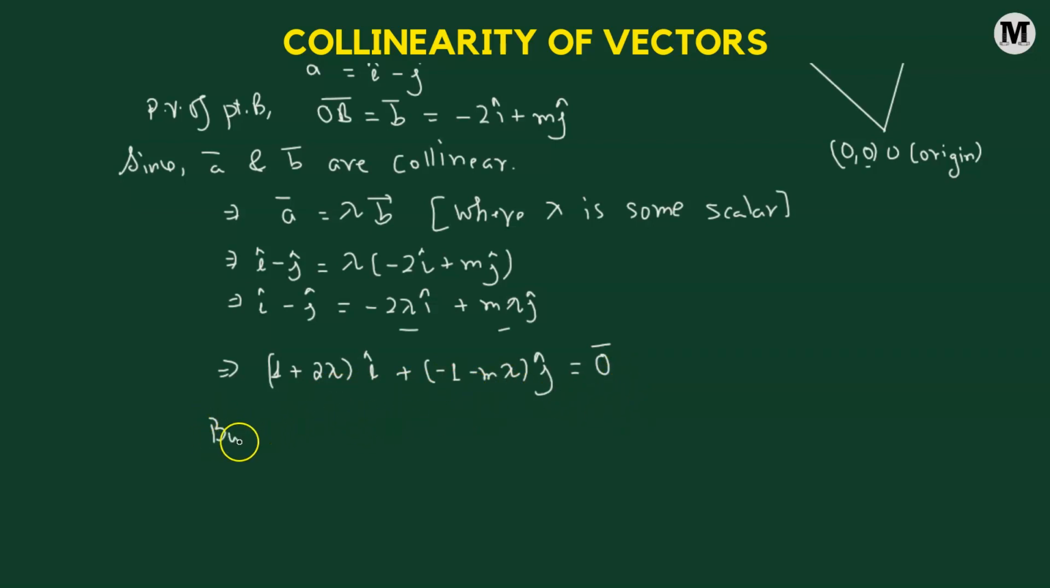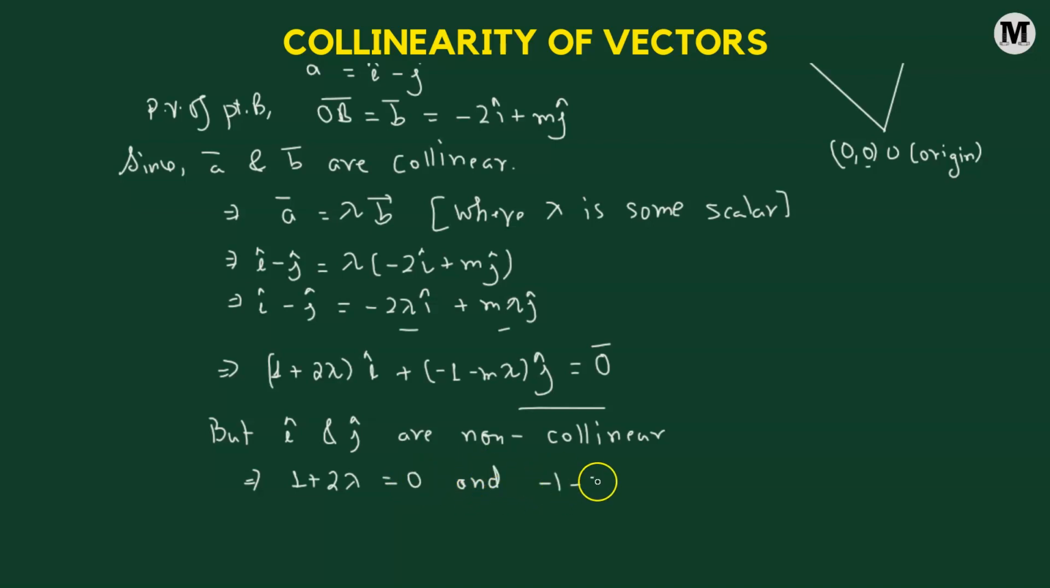However, we know for a fact that i cap and j cap are non-collinear vectors. Why are they non-collinear? Because they are always orthogonal, perpendicular to each other. Hence, they cannot be collinear. Now, if they're non-collinear, then this particular equation is going to be true only when 1 plus 2 lambda, the coefficient or component of i cap, is equal to 0, and simultaneously -1 minus m lambda is also equal to 0.